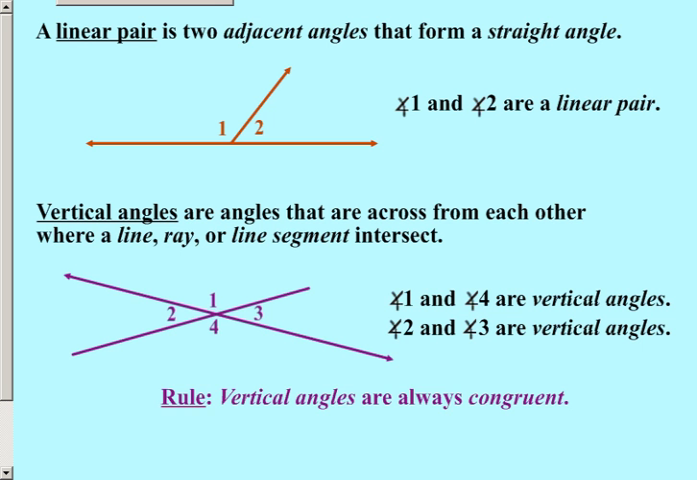There's a rule that comes along with vertical angles, and the rule is that vertical angles are always going to be congruent to each other. In those pairs, they're going to be congruent. Hopefully you remember that the word congruent means equal measurement. So in this diagram, angle 1 and angle 4 are going to be the same measurement, and angle 2 and angle 3 are going to be the same measurement. That's just how it works.